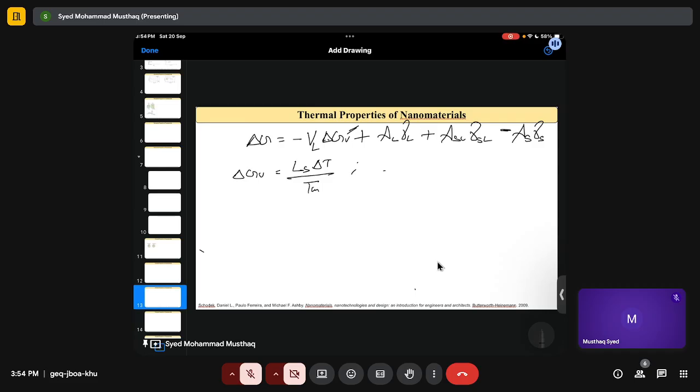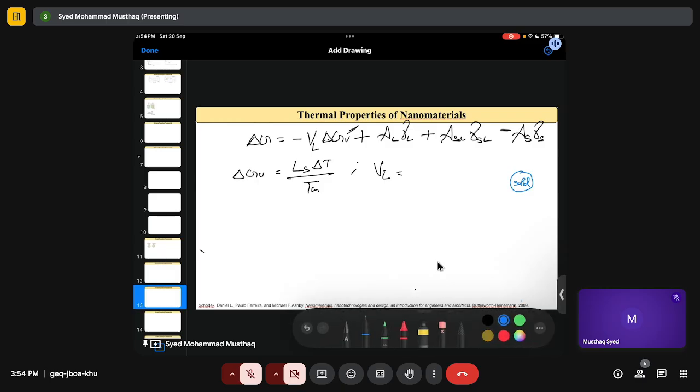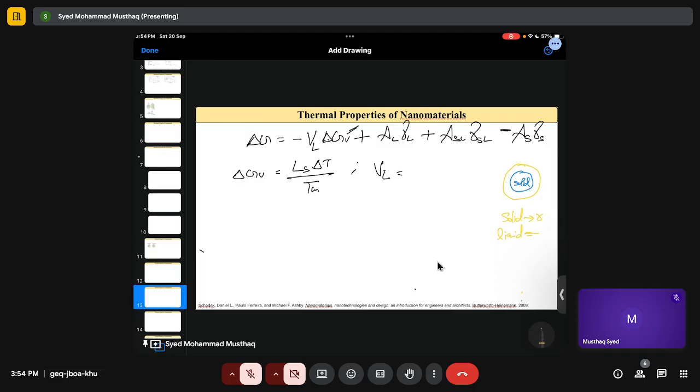And what is my volume of liquid? Volume of liquid is nothing but, if this is my solid and this is my liquid, right? Solid has radius R, liquid has thickness T. So then what is my volume of liquid?